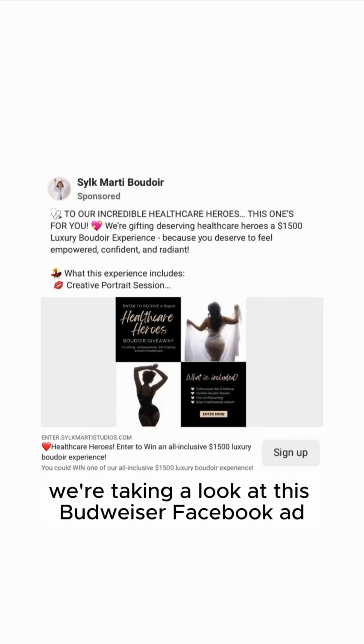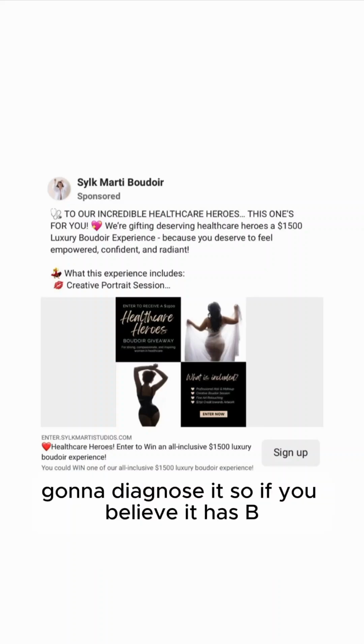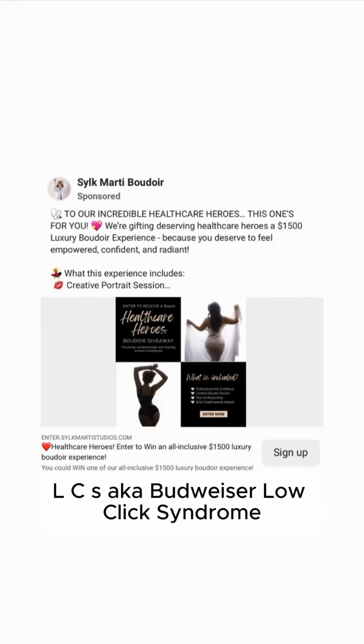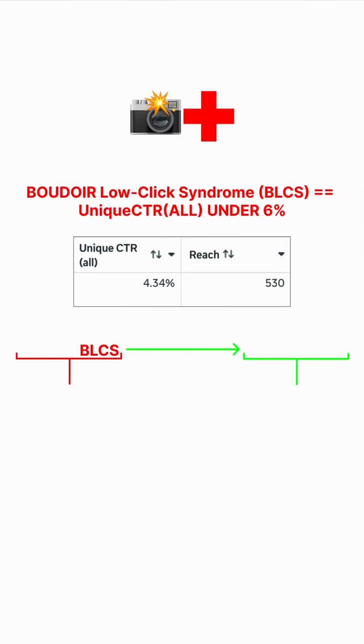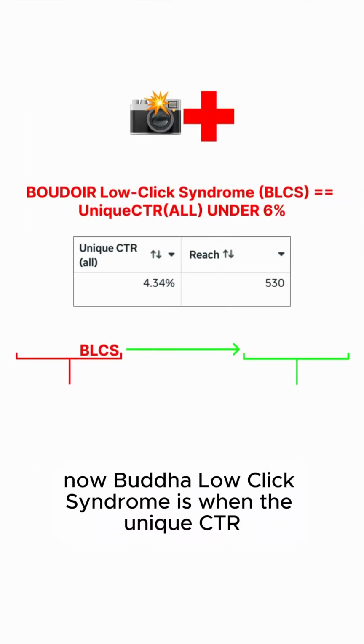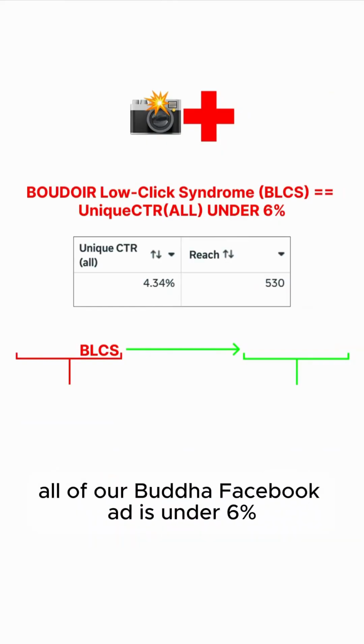All right, y'all, we're taking a look at this Boudoir Facebook ad. We're going to diagnose it if we believe it has BLCS, aka Boudoir low click syndrome. Now, Boudoir low click syndrome is when the unique CTR on all of our Boudoir Facebook ad is under 6%.